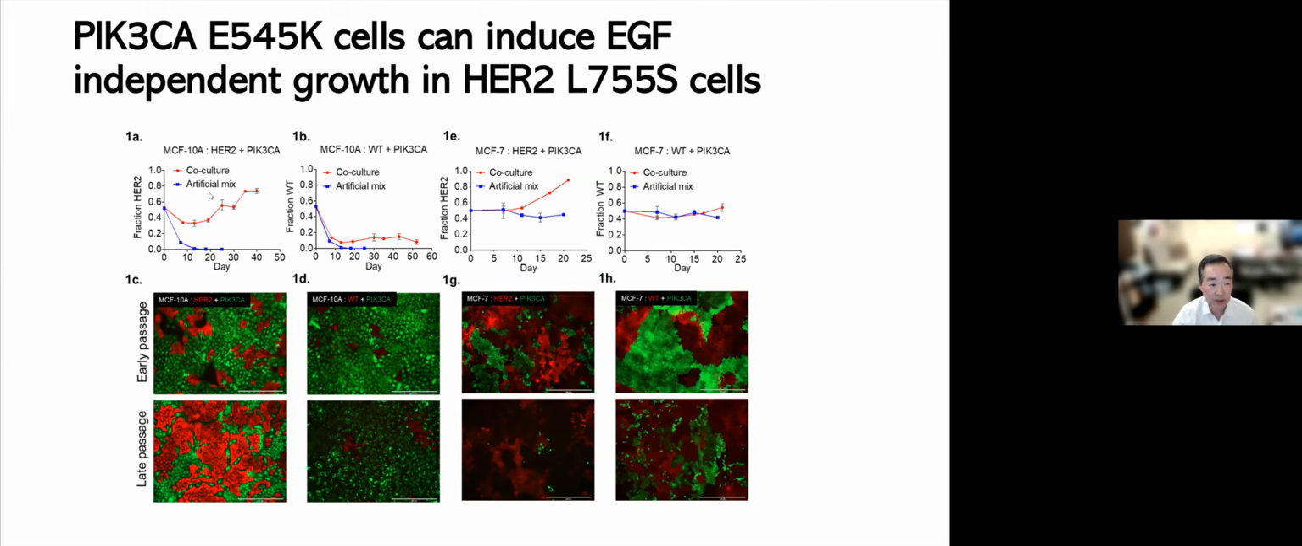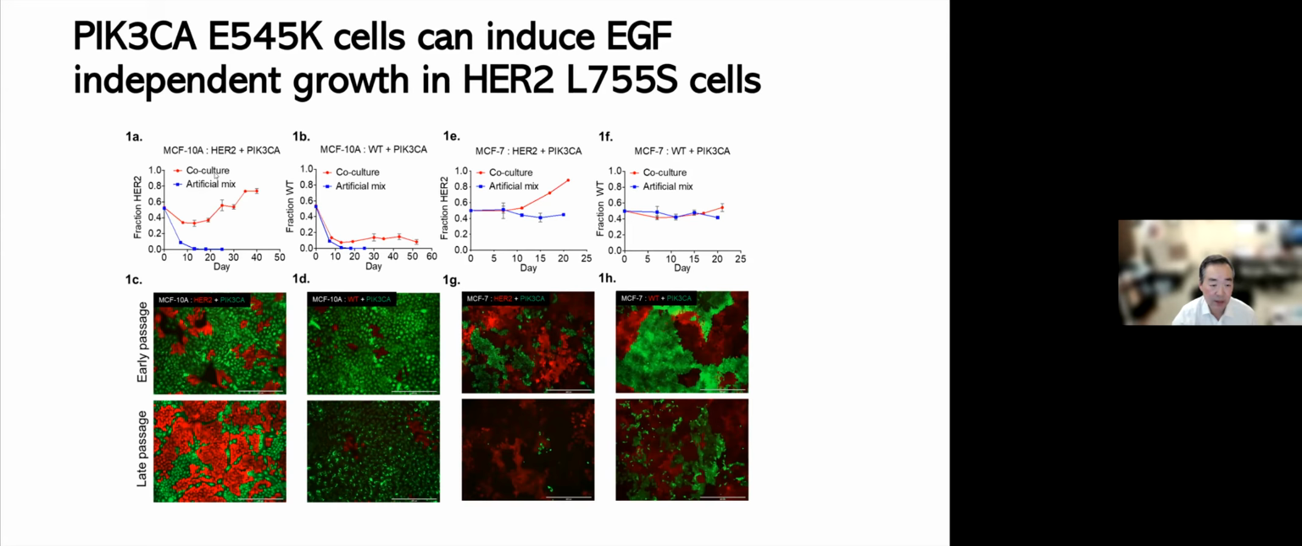but then here in pictures. If you look at the top, this is the MCF10A system, where we've mixed the single knock-ins of HER2 and PIK3CA. You can see in the artificial mix, it's what you would think. What we're looking at here is the fraction of HER2. Now, what you have to remember is this is in a media condition without EGF. So the HER2 cells will just basically arrest and not grow, whereas the PIK3CA cells will take off. I'm not showing the PIK3CA fraction here, but you can imagine in this particular artificial mix, the PIK3CA is going to go up.